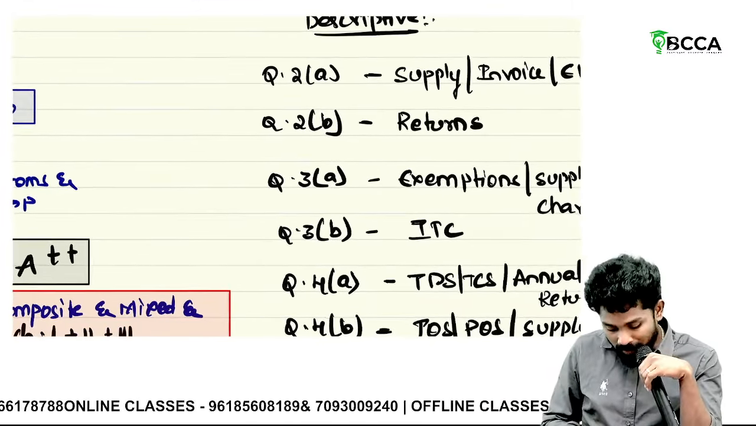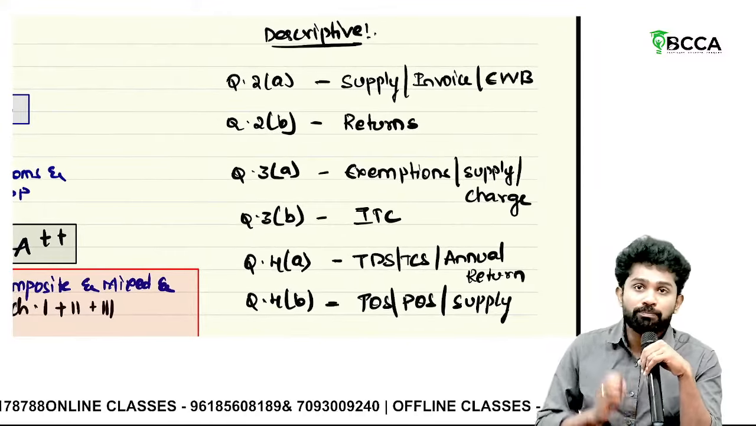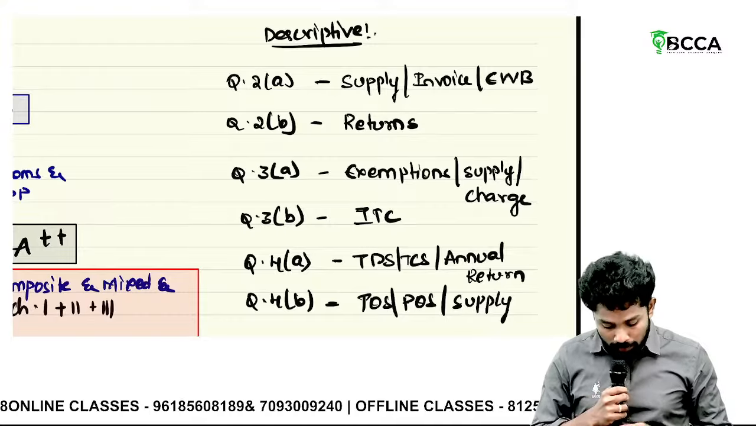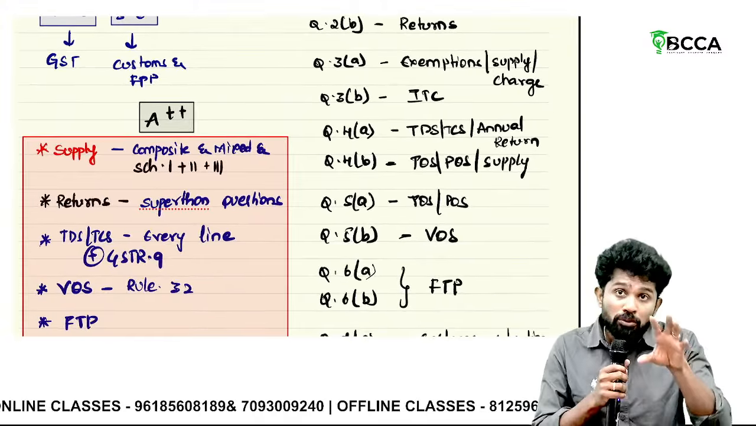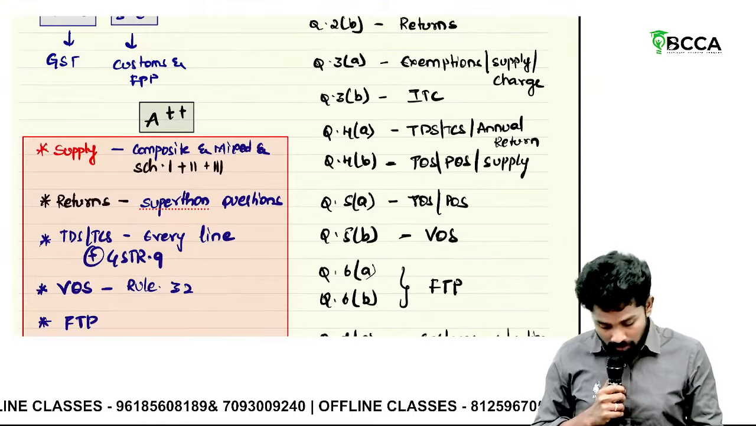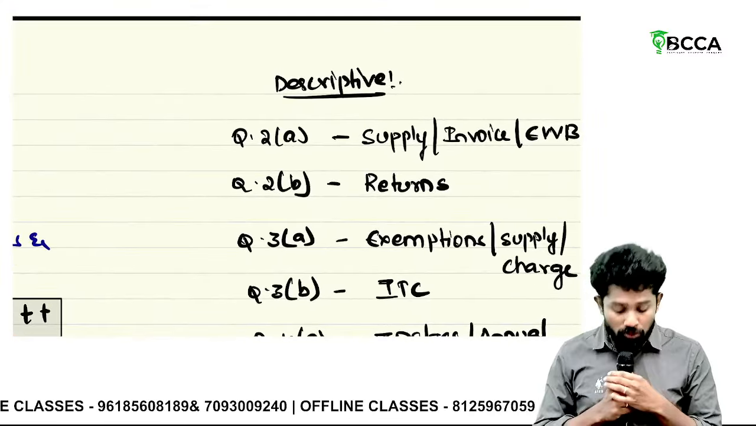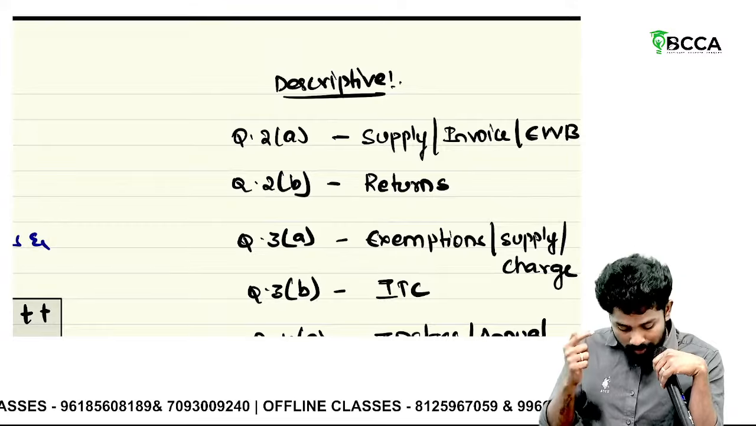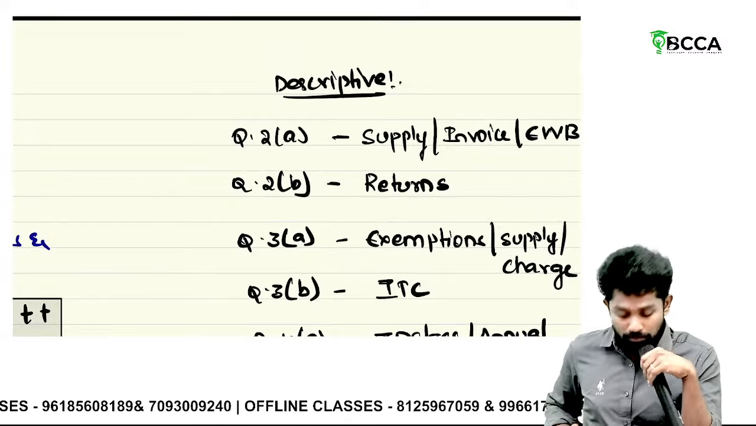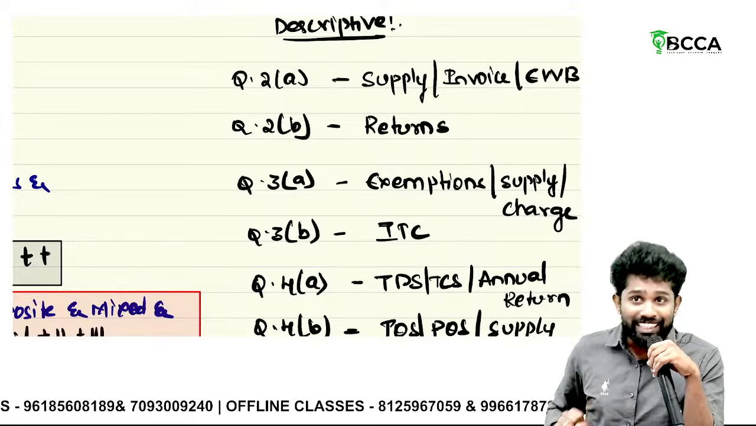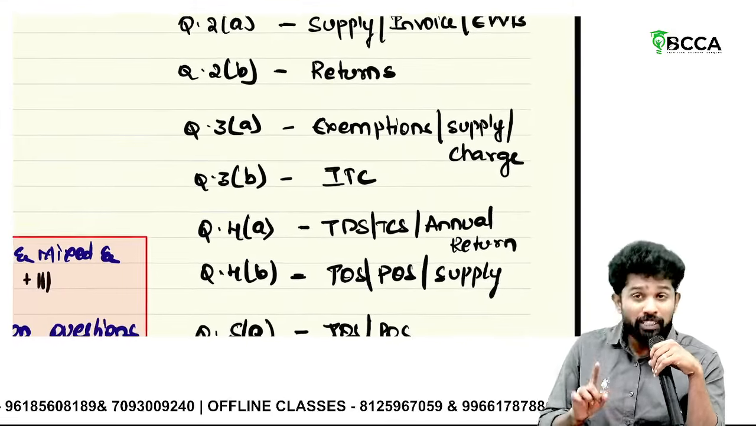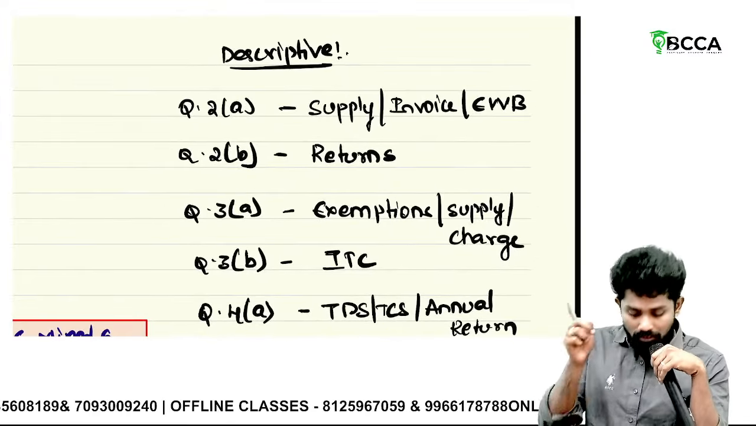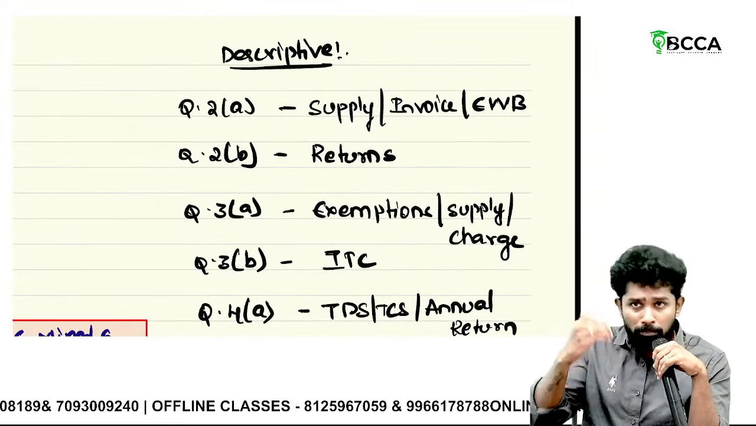Now, coming to the descriptive part, let me tell you how the questions are being asked. Question number 2A asks from supply, invoice or e-waybill, whereas 2B is from the returns chapter. 2B is standardly from the returns chapter. 2A is sometimes supply, sometimes invoice, sometimes e-waybill, majorly supply.